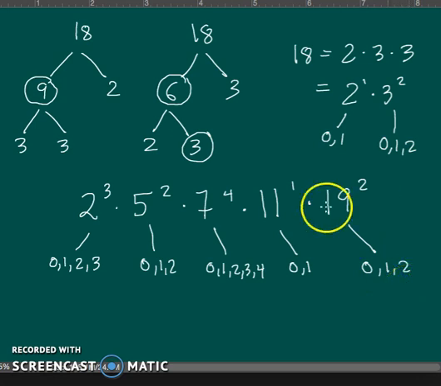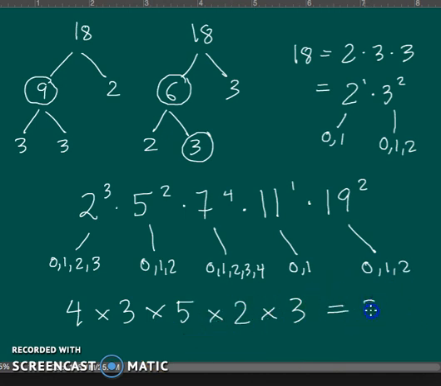So what are we working with here? For the 2, we have 4 choices. For the 5, we have 3 choices. For the 7, we have 5 choices. For the 11, we have 2 choices, and for 19, we have 3 choices. So let's multiply this lovely number together, and we get 360. So that is how many factors this huge number here could possibly have.